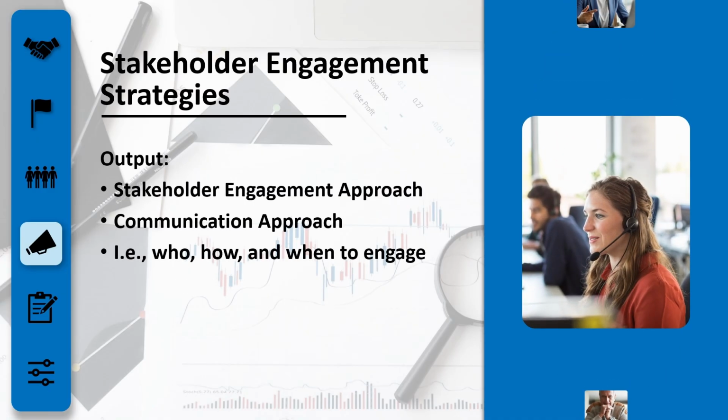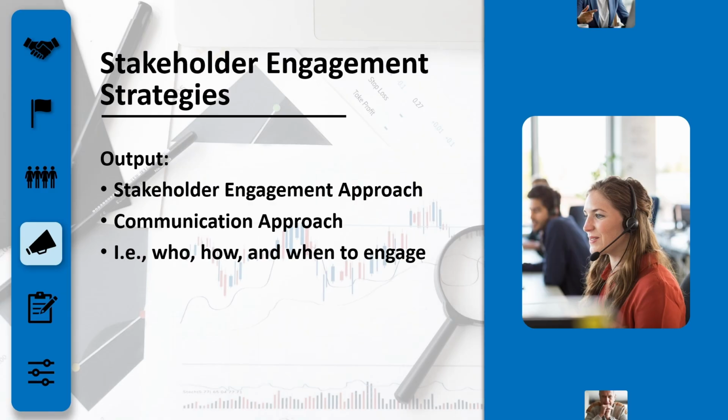The output of this work is the stakeholder engagement and communication approach. This document or artifact sets out who we will engage with, how we will engage them, and when that engagement should take place. For example, you might decide that a project sponsor receives monthly steering committee updates, while frontline staff participate in fortnightly feedback sessions.